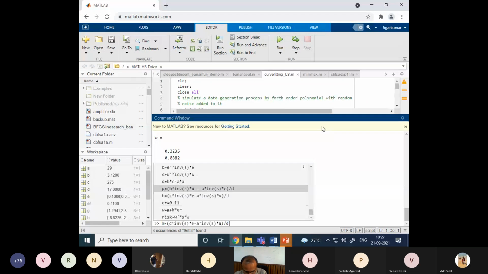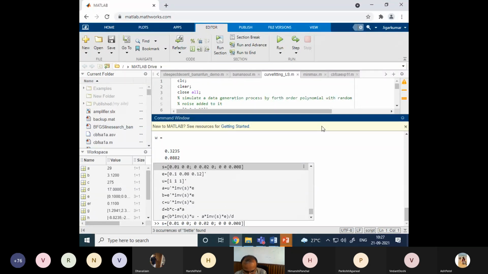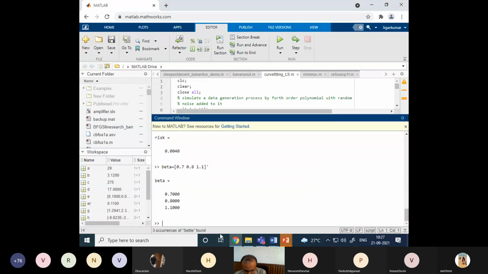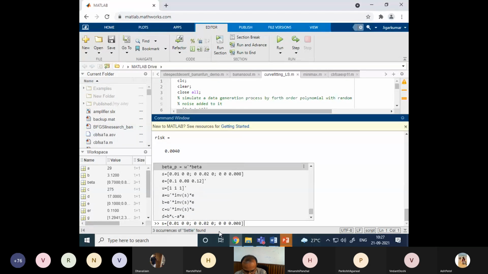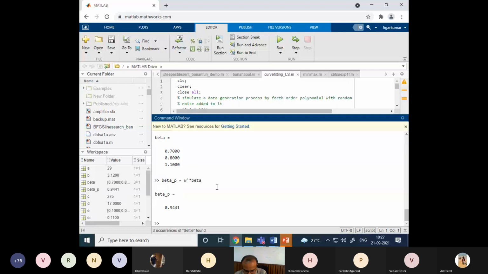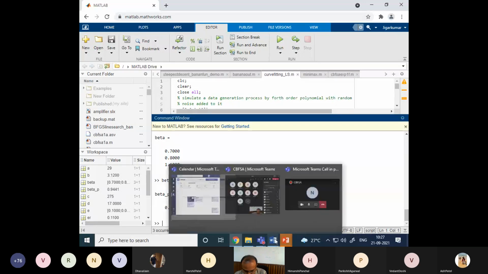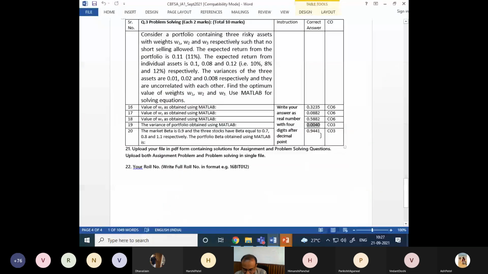So let me define the beta matrix. I have written this beta matrix like this: 0.7, 0.8, 1.1 dash. It is transpose. That is a 3 cross 1 vector. Then find the beta of portfolio. This beta of portfolio is W transpose into beta. So beta P is this, that is 0.9441, and that's what you have to populate as the last answer. And that's how our problem is solved.